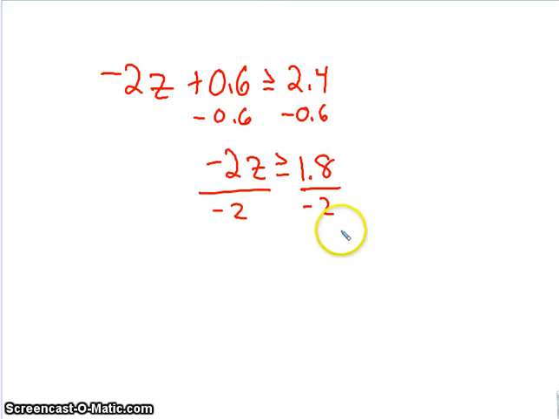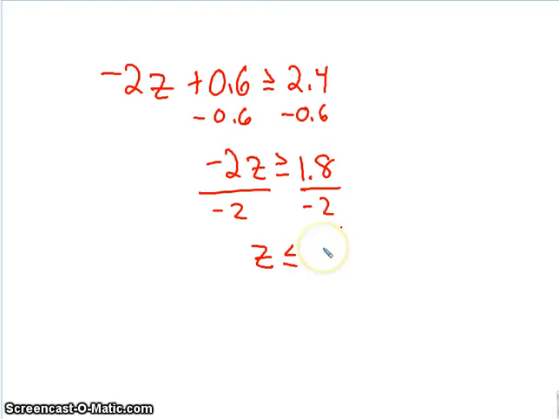What did we say we're supposed to do whenever we divide by negative 2? What did that really intelligent math teacher once tell me? The one with the red hair. Oh yeah, when I divide by a negative, I flip the inequality. So z is now less than or equal to.